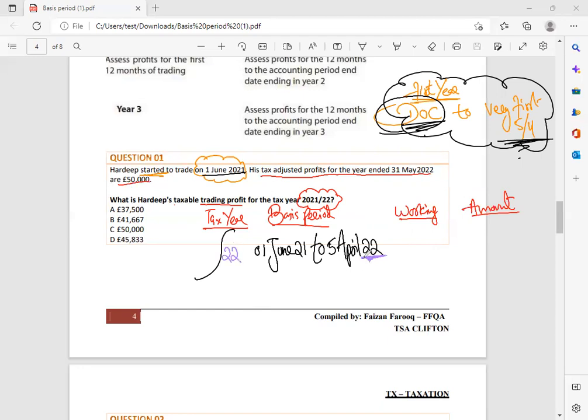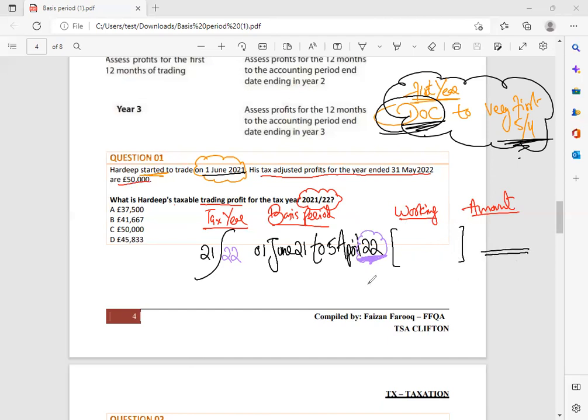How to take it? Always take it from the end. The end is what? 22. So 22 is the end. So what will be the first? 21. Right or wrong? Till here, any questions, please? No questions. Okay. Now, the amount.